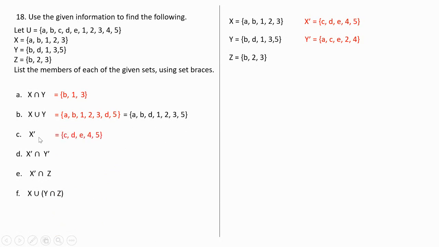So for C part, the complement of X, we already got it here, the answer. So that's the answer for that one.